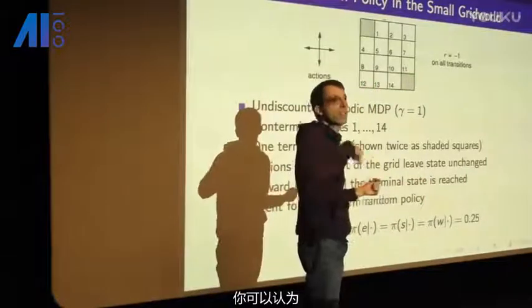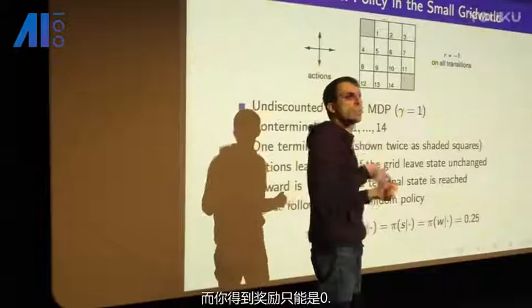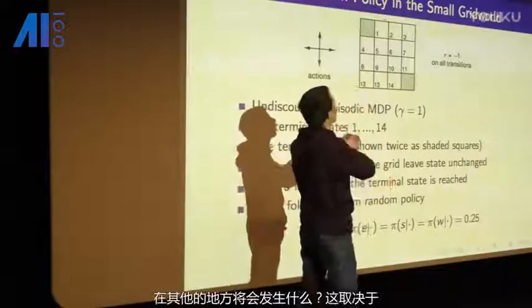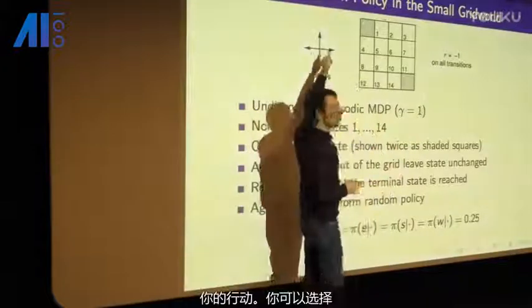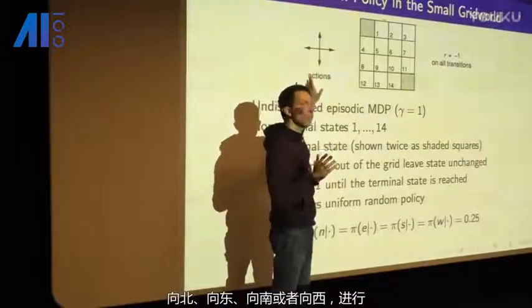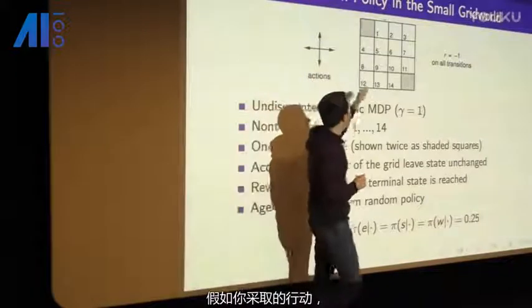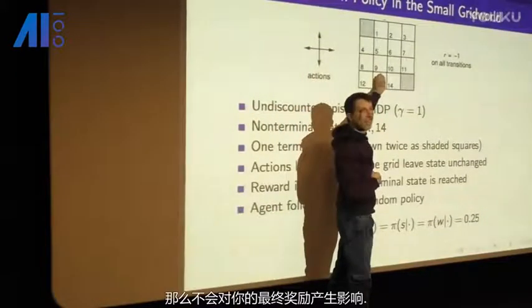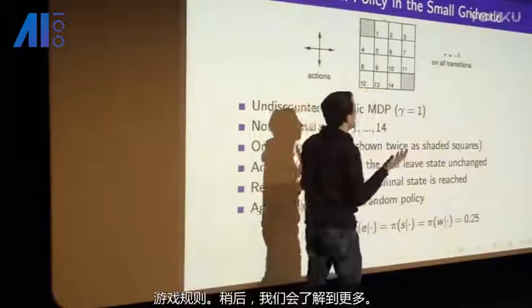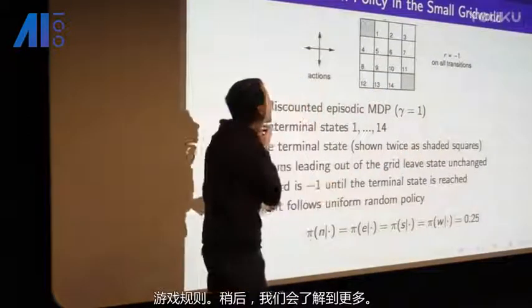Or equivalently, you can think of this as you just end up going round and round, getting 0 rewards forever. Same thing. Okay. Now, what happens elsewhere is that you've got 4 actions that you can choose: north, east, south, or west, 4 compass directions. If you take an action that would take you off the grid, it just has no effect and you remain there. That's the definition of these grid world examples. We'll see more later on as well.